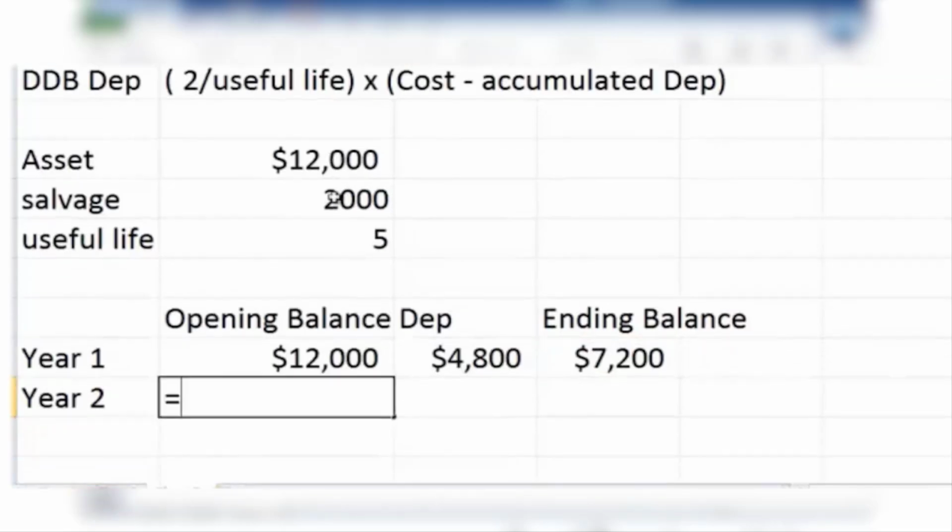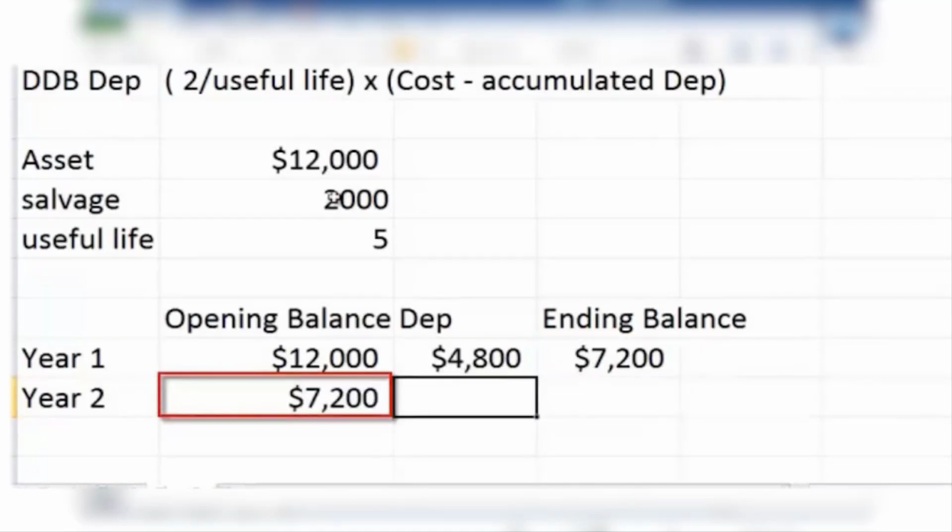Now let's look at year 2. What is your opening balance? Your opening balance is the ending balance of the previous year, so this comes out to be 7,200. Now what will be your depreciation here?